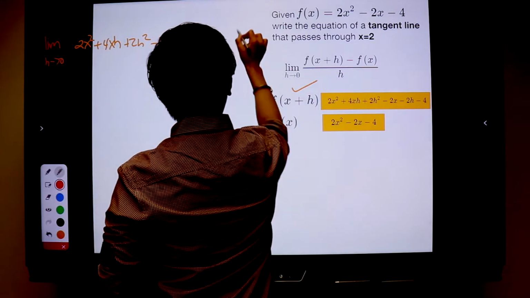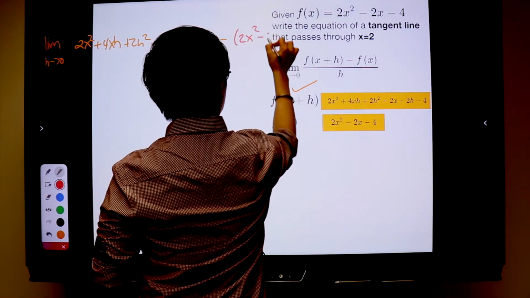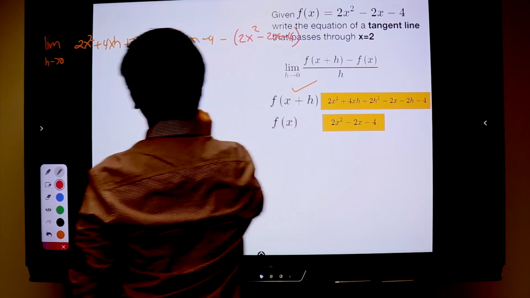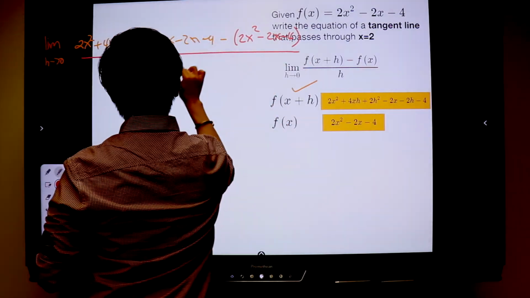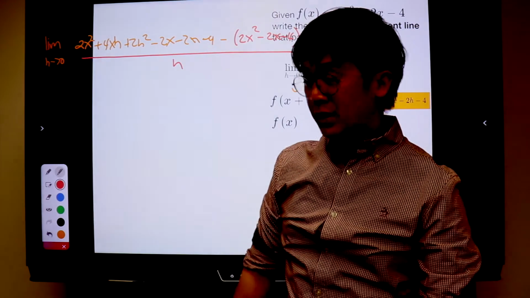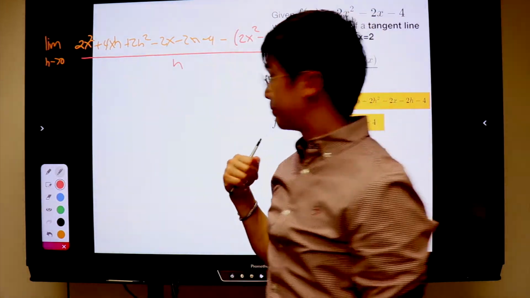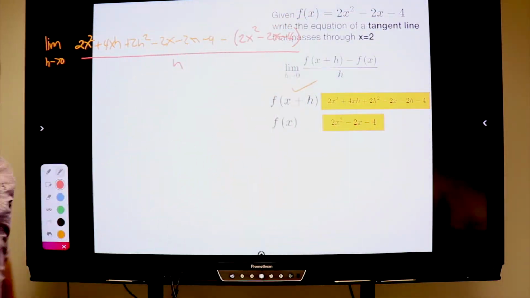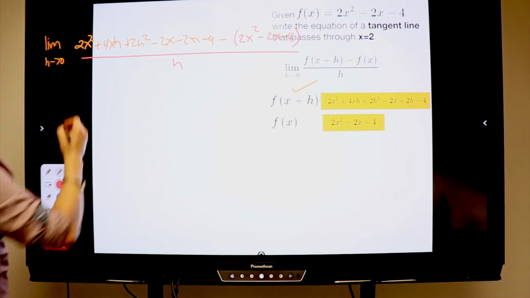2x minus 2x, all over h. Can I still further simplify my numerator? Distribute the negative sign, right? Okay.